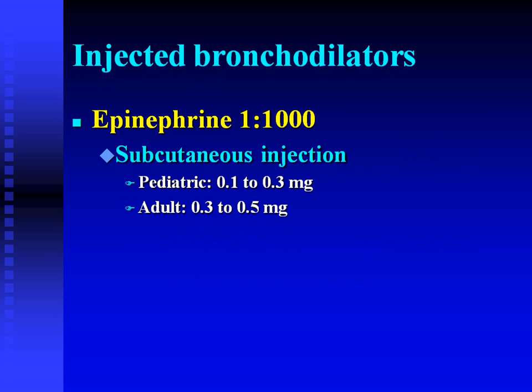Again, adults, 0.3 to 0.5 sub-Q, pediatric. That's not the correct dosage. Which one? The pediatric isn't. It's 0.01 milligrams per kilogram to a max of 0.3. If you ever actually give sub-Q epi to a kid, let me know. I've never seen it happen. So the big one to remember is just the adult dosage right now.